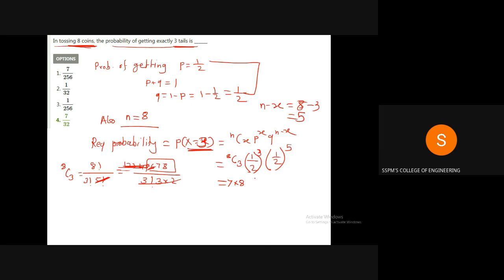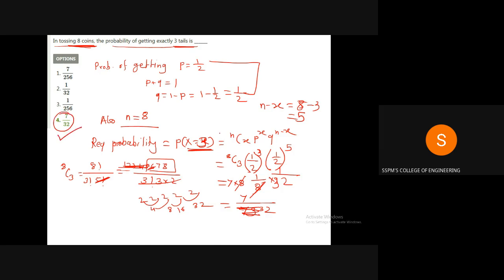So 1 by 2 cube means 1 upon 8, into 2 raised to 5. 2 raised to 5 means, see this, 2 into 2 is 4, 4 into 2 is 8, 8 into 2 is 16, and 16 into 2 is 32. Okay, 32. So 1 divided by 32. This 8 and 8 will get cancelled, and we will remain with 7 divided by 32. So this will be the correct option.